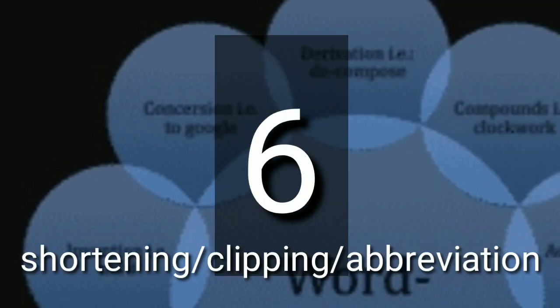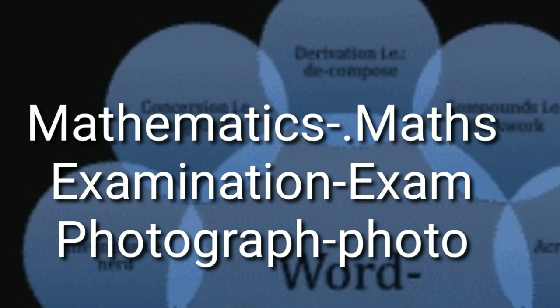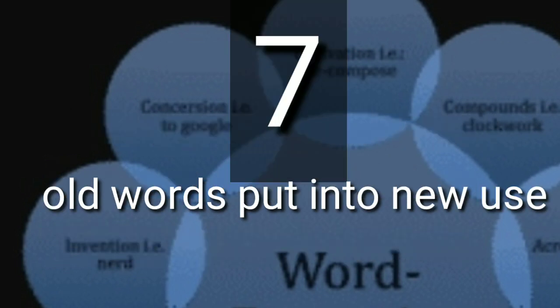Then the sixth process, shortening, clipping or abbreviation. We are always looking for the easy way because we don't have enough time for anything. For example, my friend's name is Sujitra, but I call her Suchi for short. That's why we are always looking for shortcuts. In this process of word formation, long words are reduced to short ones. For example, mathematics reduced to maths. Photograph becomes photo. Examination becomes exam. Omnibus, bus.